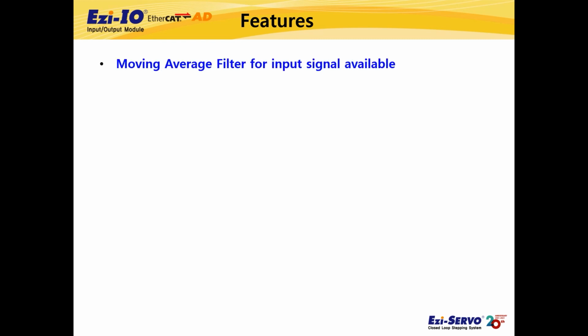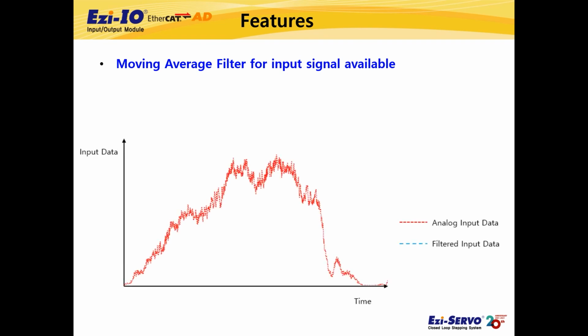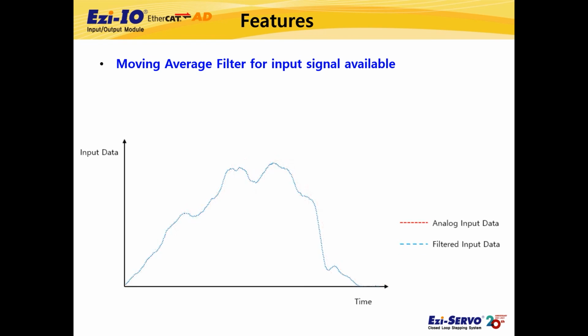Finally, a moving average filter is available for the analog signal input to each channel. If the input analog data fluctuates significantly due to noise, the effect of noise can be reduced by smoothing the data with a moving average filter.